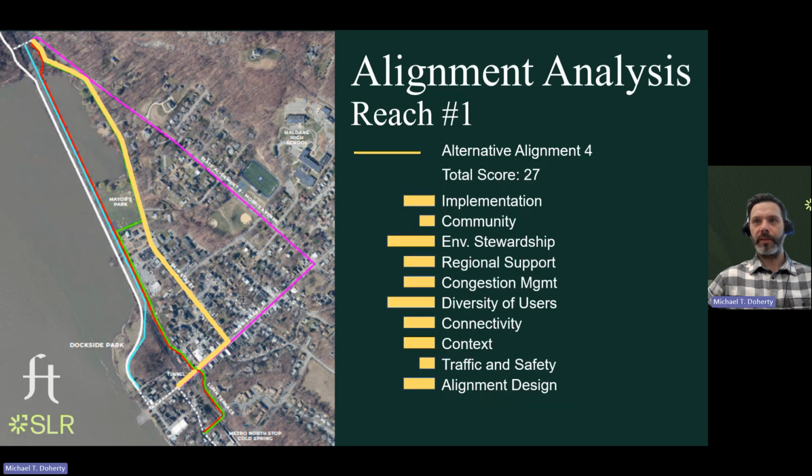Due to these challenges and the fact that this alignment is unlikely to accommodate all trail users within one facility, alignment number 4 scores lower with a total of 27.